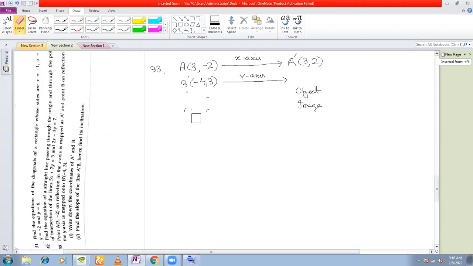So how do you find out the coordinates of the point B on reflection in the y-axis? In this case, the y coordinate remains the same. We change the sign only of the x coordinate. So it becomes B (4, 3). So this answers part 1 of this question.